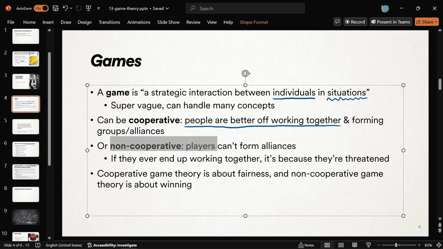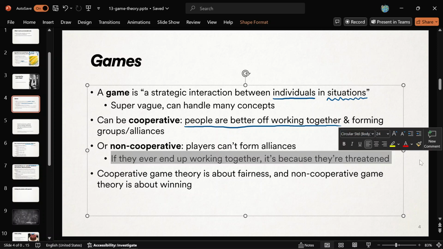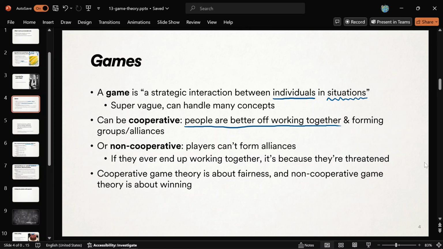And a non-cooperative game is when it's impossible to form alliances. Like it doesn't work out ever. Or if the individuals in a non-cooperative game end up ever working together, it's because they were threatened into doing it. All right, they didn't really want to, they were kind of forced to in a non-cooperative game. So people can still work together, but it's not a good thing. All right, so that's a non-cooperative game.